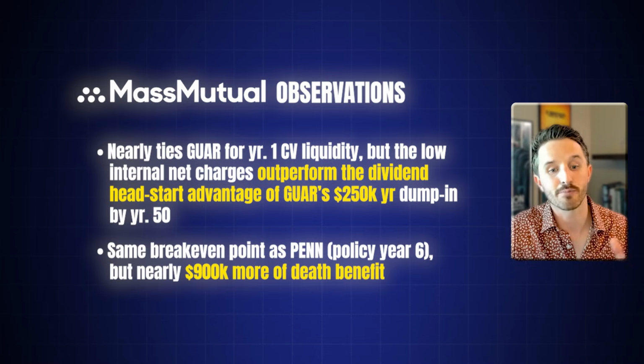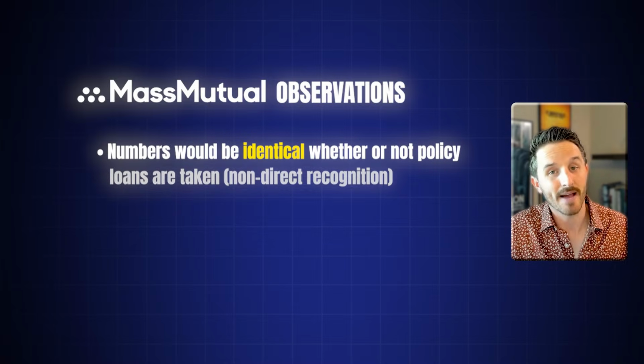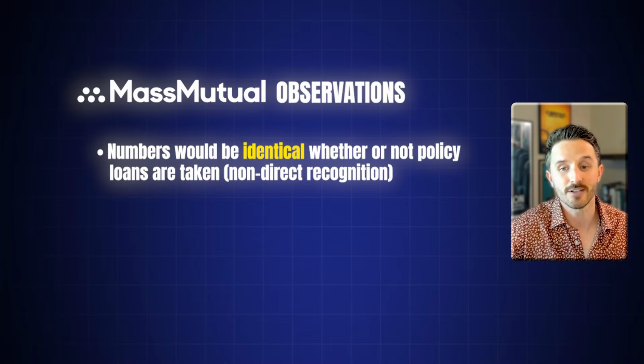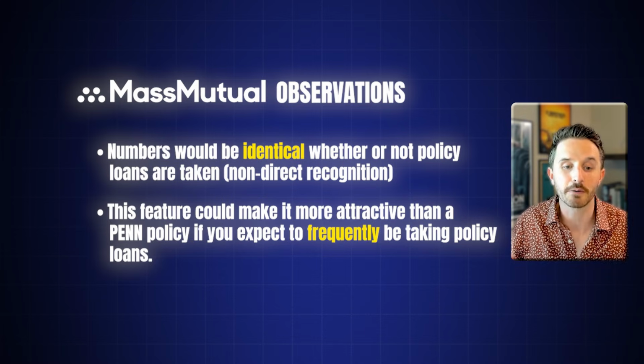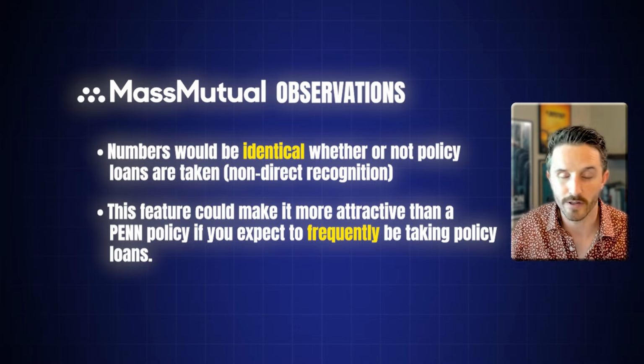Now, it does have the same break-even point as Penn, which is policy year 6, but in policy year 6, there is also $900,000 more of death benefit. And at Mass, the numbers would be identical whether or not policy loans are taken. And this could make it more attractive than the Penn policy if you expect to frequently be taking policy loans, because ultimately you're going to get those numbers regardless of whether or not you borrow.